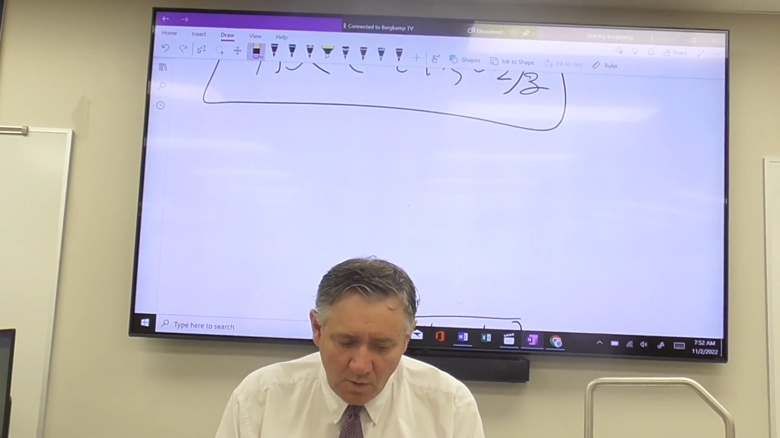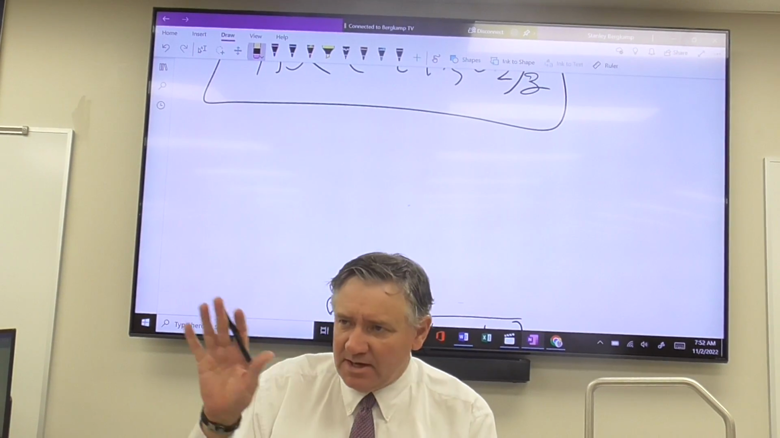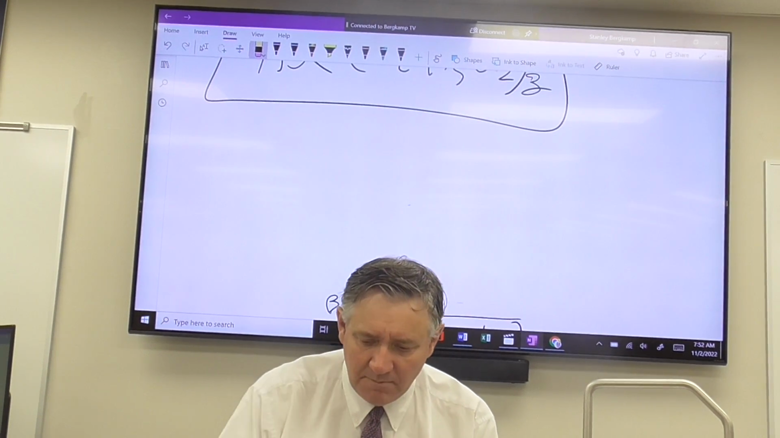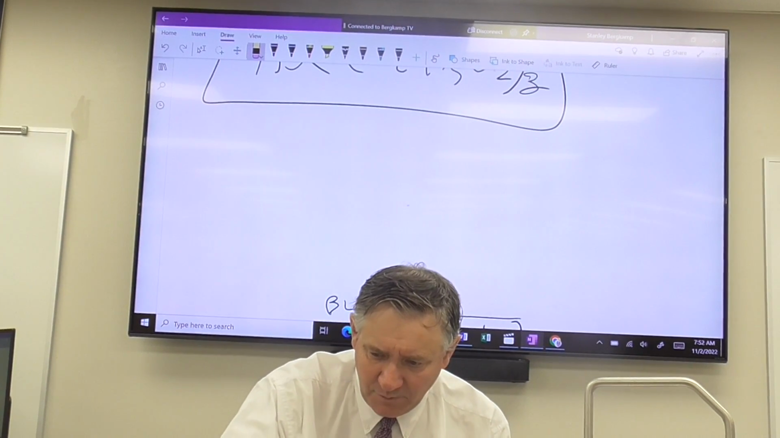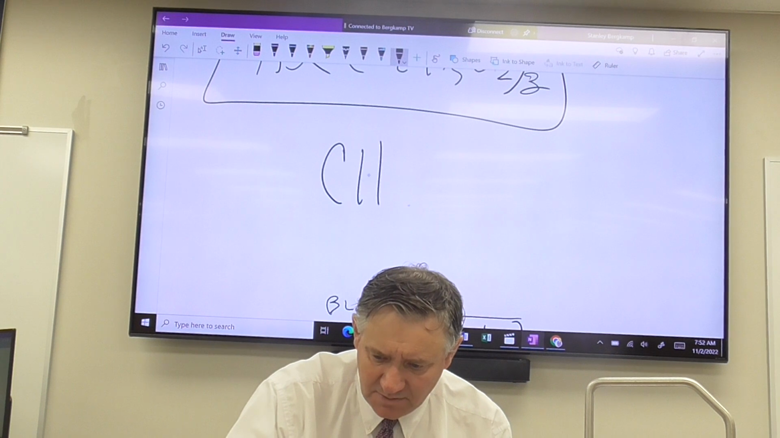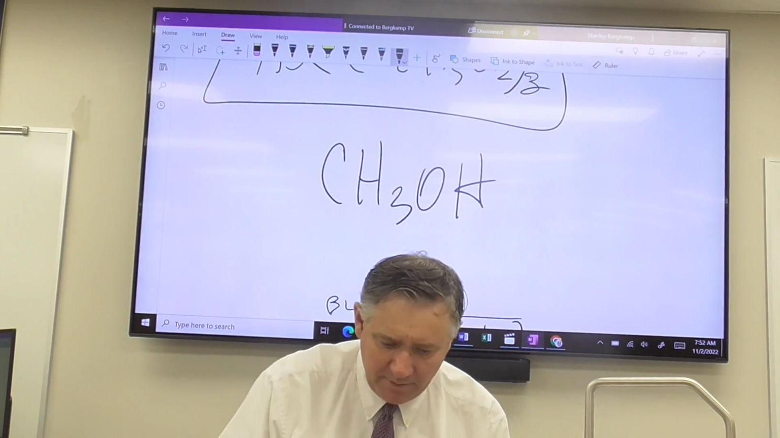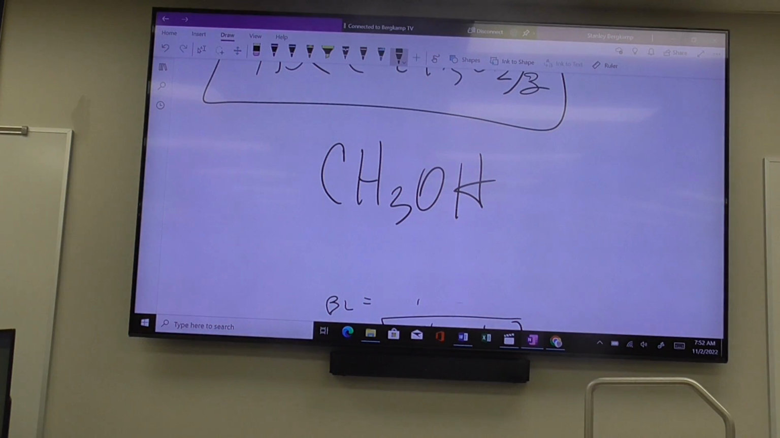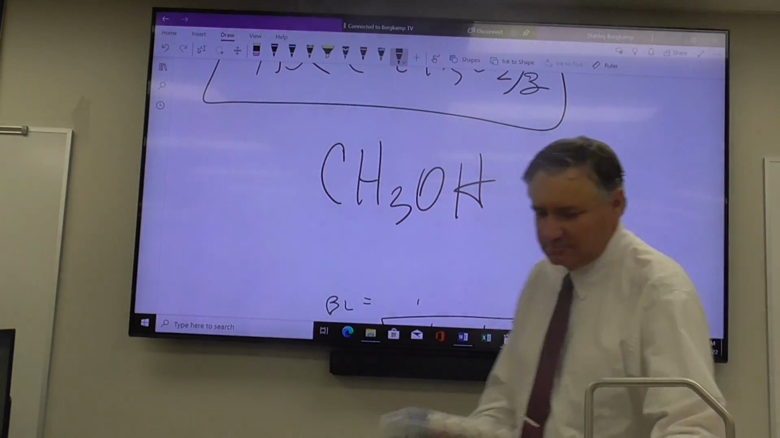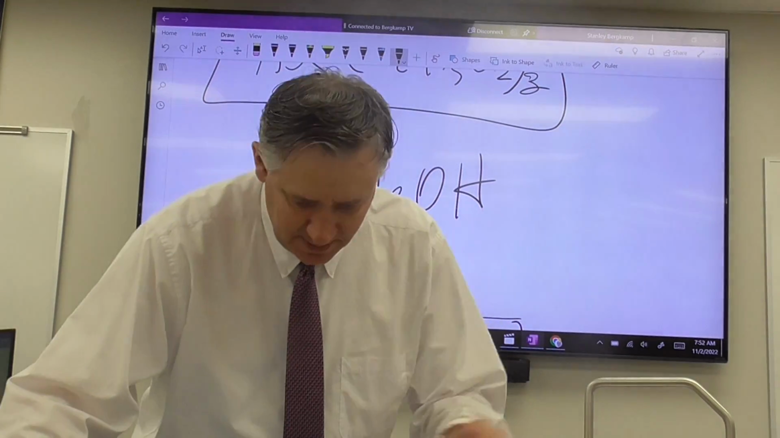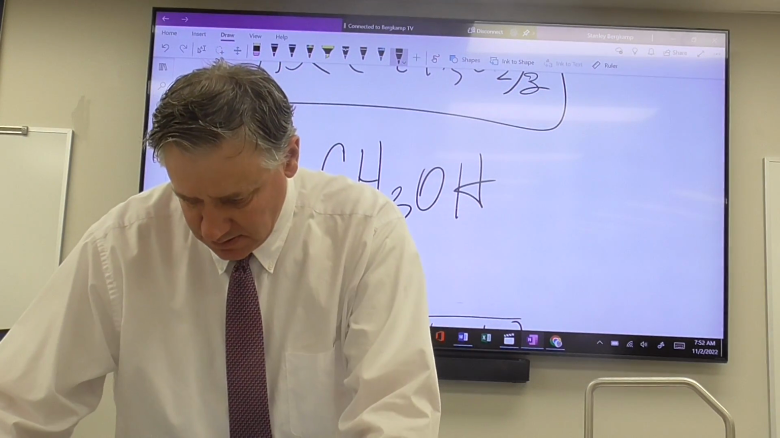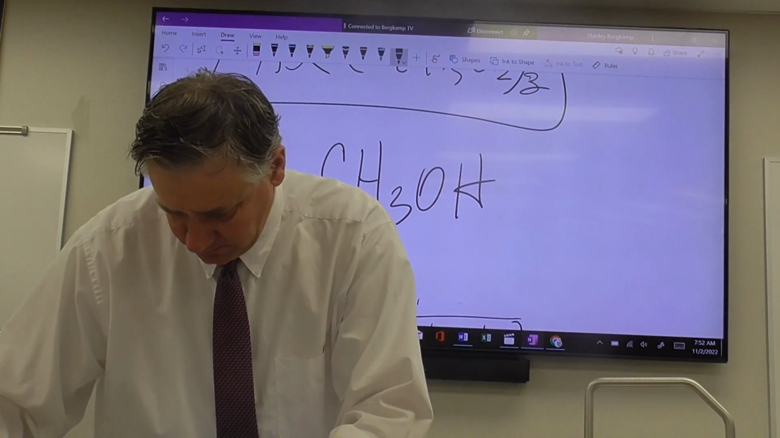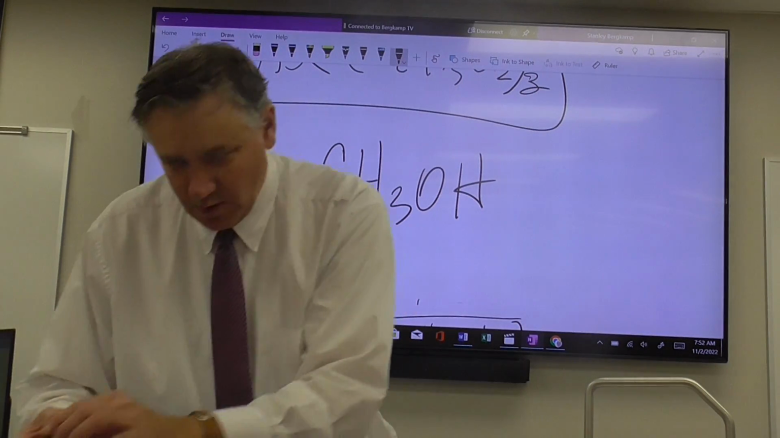So one of these that you're going to do is going to be methyl alcohol. Methyl alcohol has the formula CH3OH. So if you were to build methyl alcohol, you're going to have one carbon.